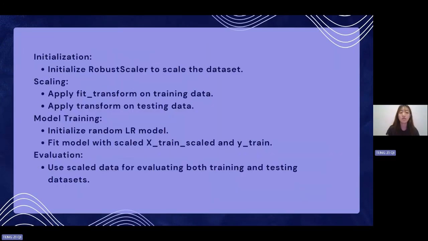We initialize the robust scaler to scale the dataset. We apply fit transform on the training data and apply transform on the testing data. We initialize the lasso regression model. We fit the model with the scaled X-train and Y-train. We use scaled data for evaluating both the training and testing datasets.